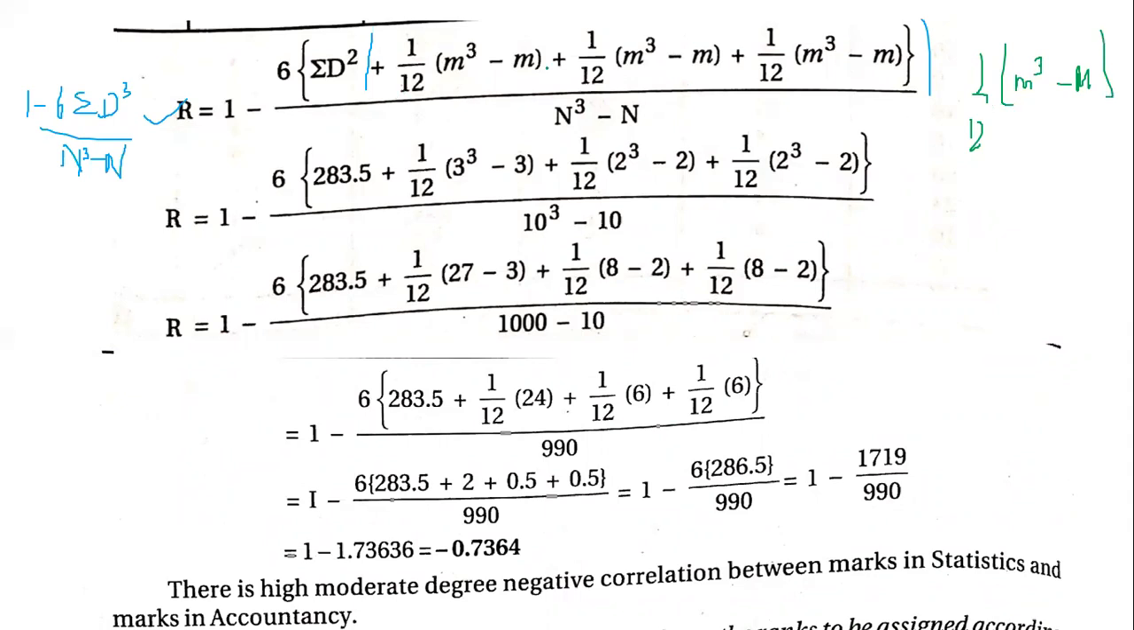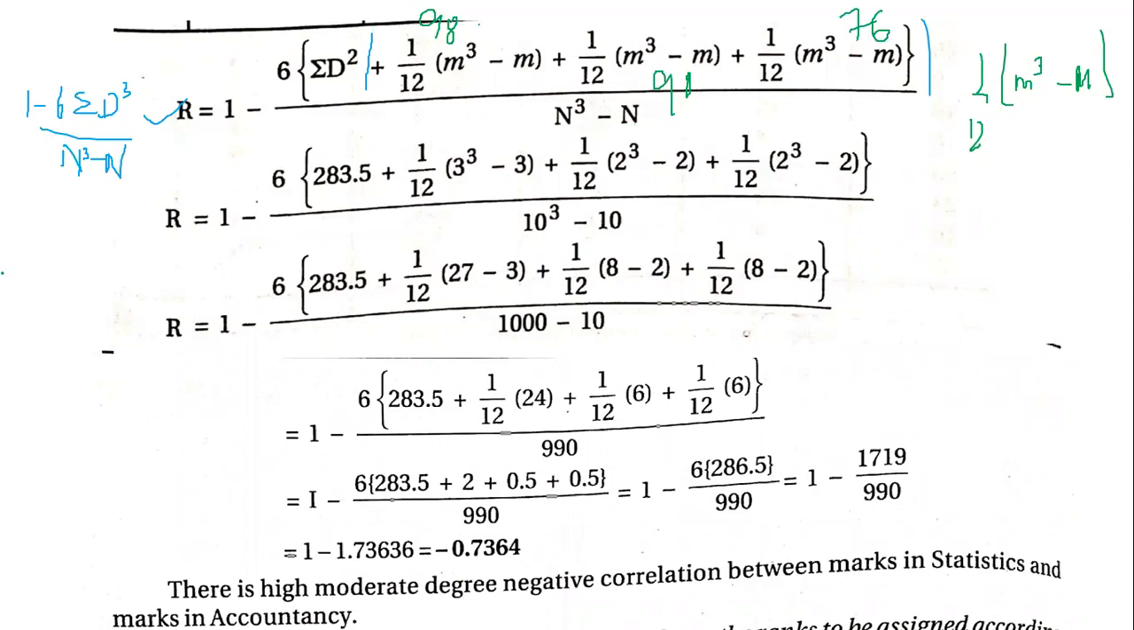If you have 1 repeated number, it will be only 1 expression. Okay, so here 6 sigma d square plus 1 by 12 into m cube minus m, that is for 98. Next, once again, 1 by 12 into m cube minus m, so this is for 90. Again, 1 by 12 into m cube minus m, this is for 76. Now, divided by n cube minus n.